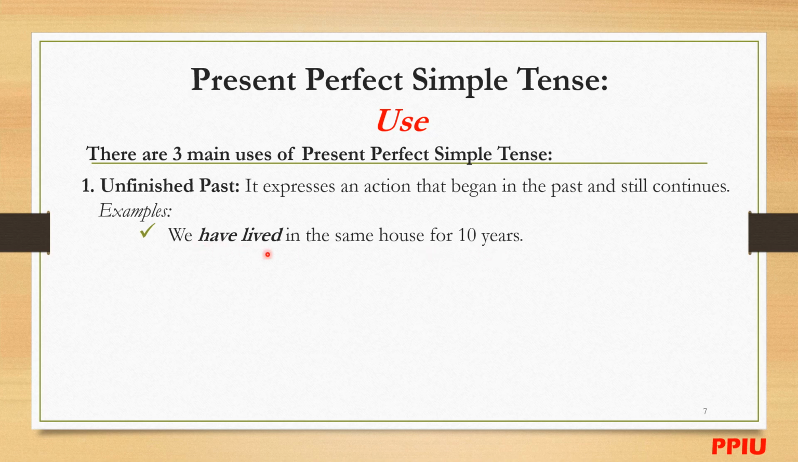So we have lived. Ten years ago, we started living there, but until now we still live in the same house. We did not move to a new house or somewhere else. I have been married for 6 years. So right now, I still live together with my family, right? So it still continues. My marriage life is still going.